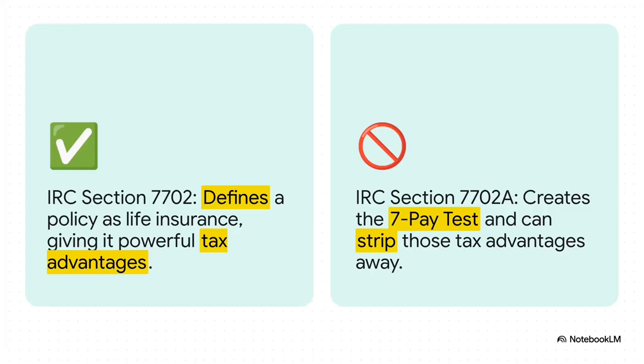So here's how they play together. Section 7702, that's the good stuff. It's what tells the IRS, hey, this is a life insurance policy, and that's what unlocks all those amazing tax advantages. But then you have Section 7702A, which is basically the watchdog. It creates this thing called the 7-pay test, and its only job is to stop people from using these policies like supercharged short-term tax shelters. So yeah, one section gives, and the other can take away.